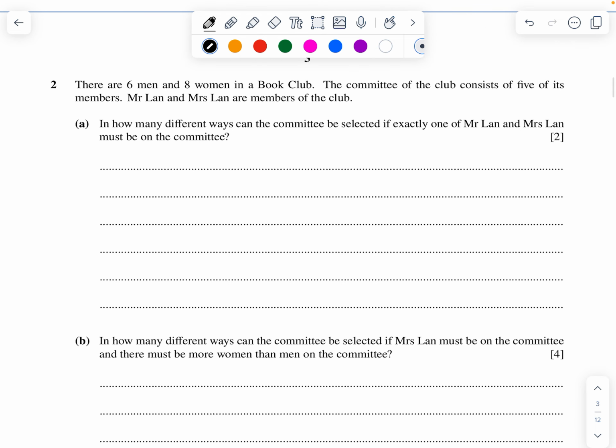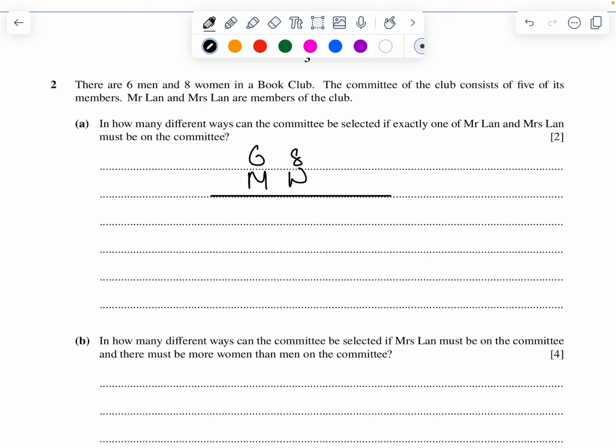Question number 2. There are 6 men and 8 women in a book club. How many men are there? 6 men. How many women are there? 8 women. So 6 men, 8 women are there. The committee of the club consists of 5 of its members. Mr. Lan and Mrs. Lan are members of the club. In how many different ways can a committee be selected if one of Mr. Lan and Mrs. Lan must be in the committee?